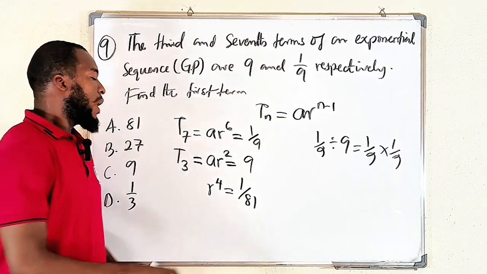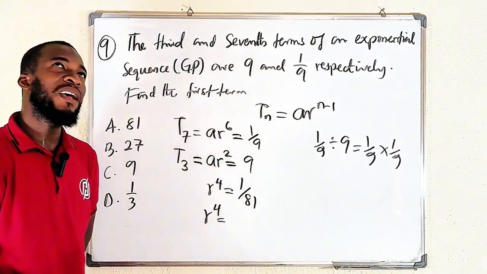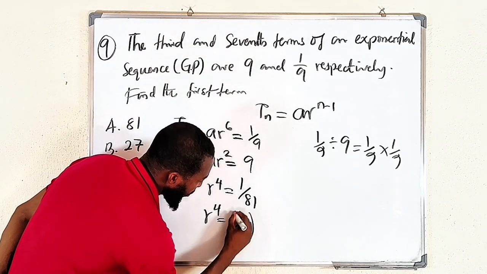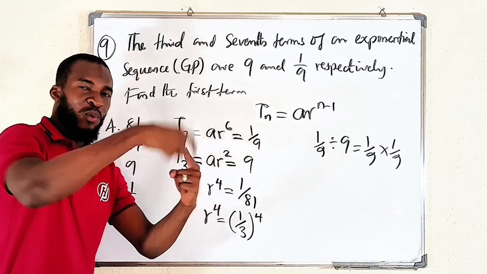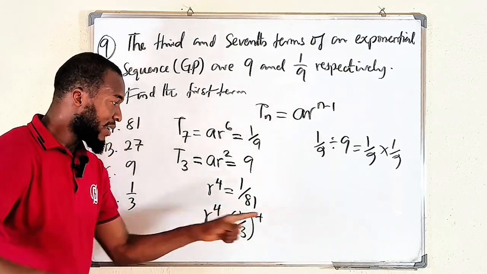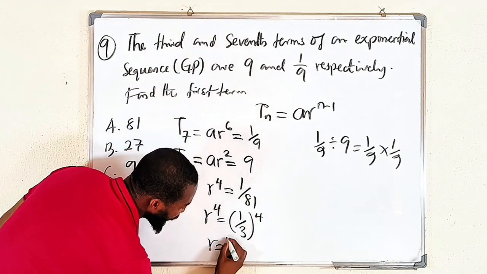So r to the power of 4 is equal to 1 over 81, which is the same thing as 1 over 3 to the power of 4. 1 times 1 times 1 times 1 is still 1, and 3 times 3 times 3 times 3 is 81. So you can see that r is equal to 1 over 3.